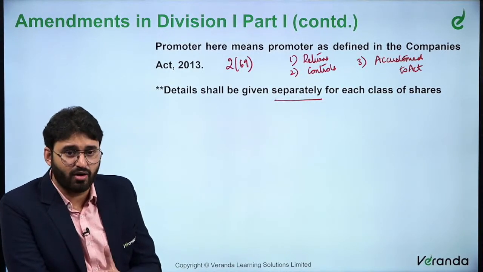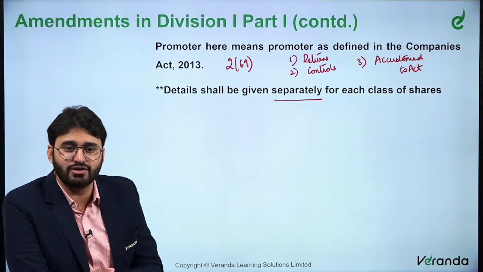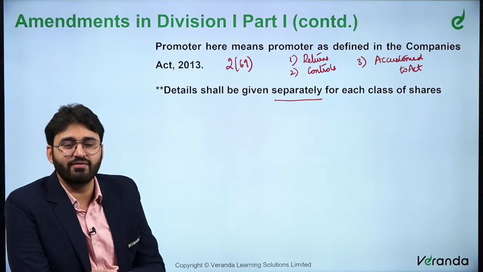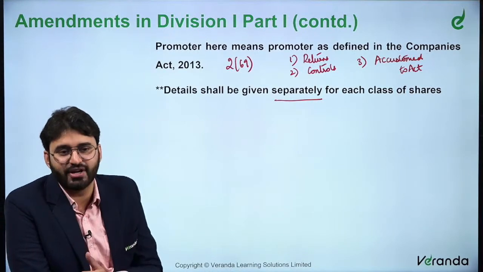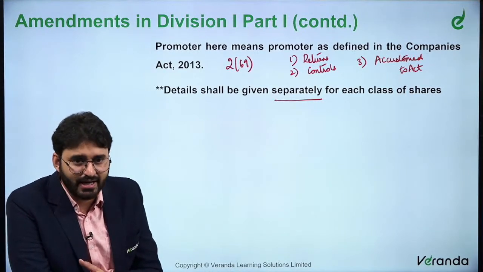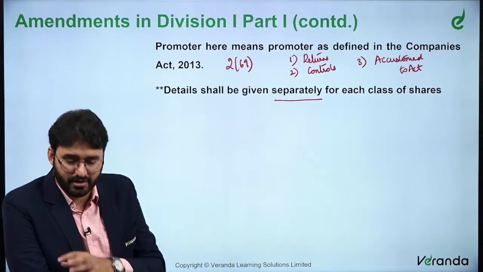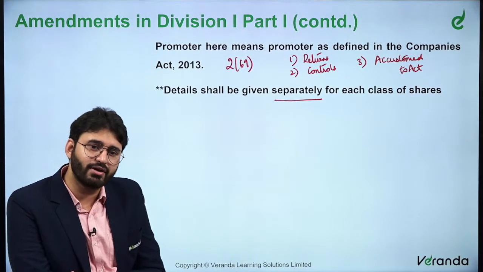So the auditors will have to identify who the promoter is. The company will have to identify who the promoter is, right? Based on the definition given under the Companies Act, this entire shareholding will have to be given. So, what if there is no promoter?